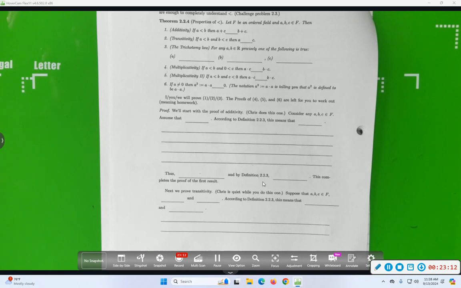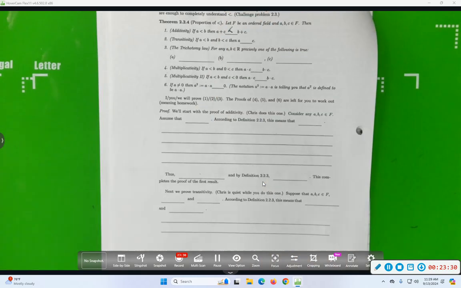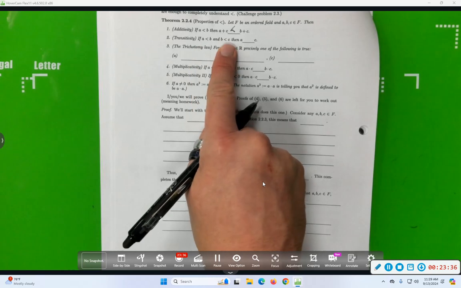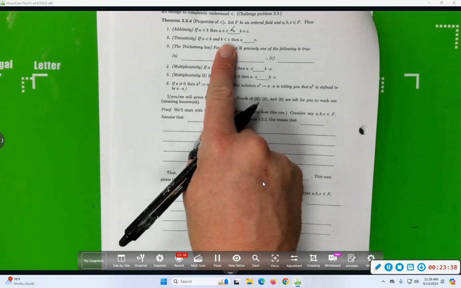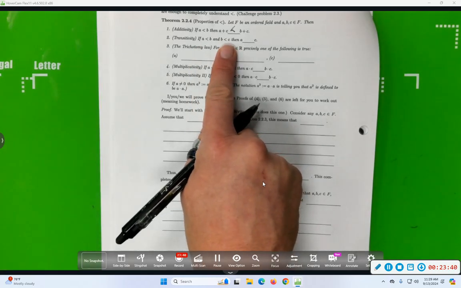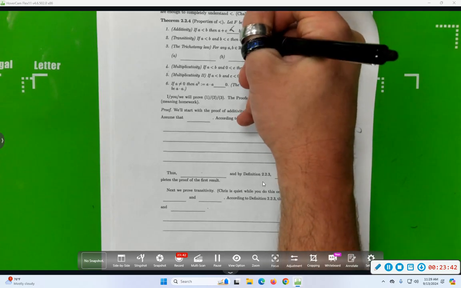Let A, B, and C be elements of a field F, where F is an ordered field. I know what inequality means by what we just did. If A is less than B, then what can you tell me about A plus C as compared to B plus C? Less. In fact, do I need to speak through filling in the rest of those blanks? Nah. If A is less than B and B is less than C, this is the rule of transitivity. A should be less than C. We'll need to prove that.